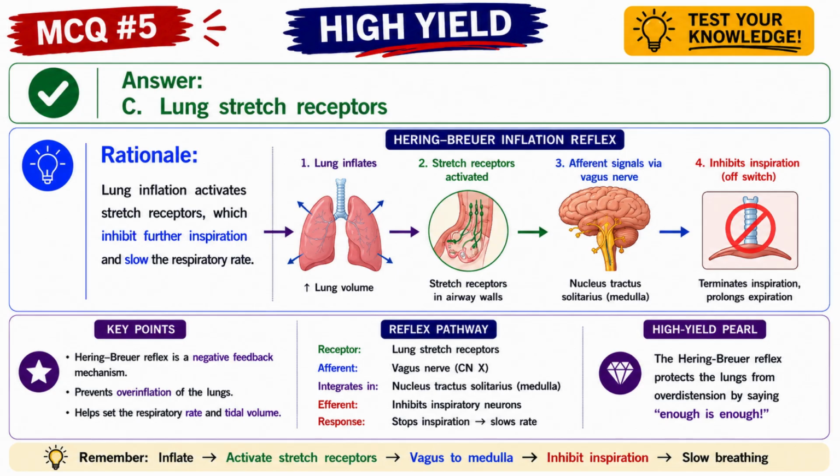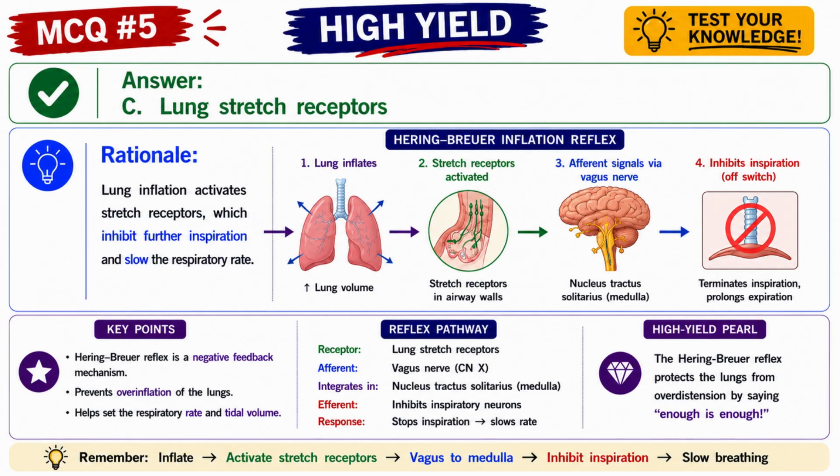Here's why. The Herring-Breuer inflation reflex is a protective lung reflex that prevents overinflation. As the lungs inflate during inspiration, slowly adapting stretch receptors in the airway smooth muscle are activated. These stretch receptors sense lung volume. When lung volume reaches a sufficient threshold, the stretch receptors send afferent signals via the vagus nerve to the medullary respiratory centers. These signals inhibit further inspiration and promote expiration. In effect, the lung tells the brain, "I am full enough, stop inspiring."